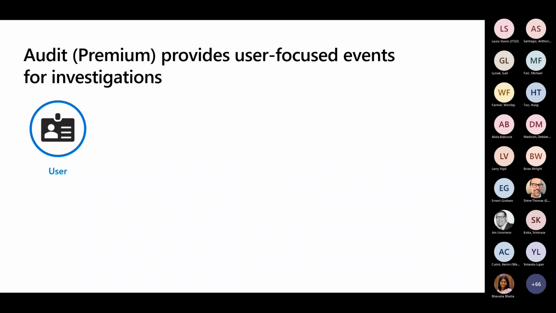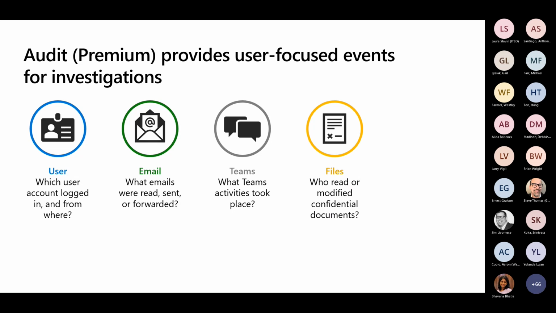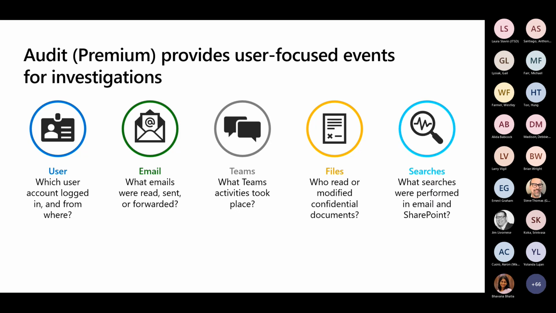Audit can provide information such as what IP address and location did the attacker log in from, what emails did the attacker send from the compromised user accounts? Did those emails contain health information or PHI records for patients? Were any SharePoint sites or teams compromised? What Teams activities took place? And of course, the most common, who read or modified confidential documents? And then, what searches were performed in email and SharePoint?